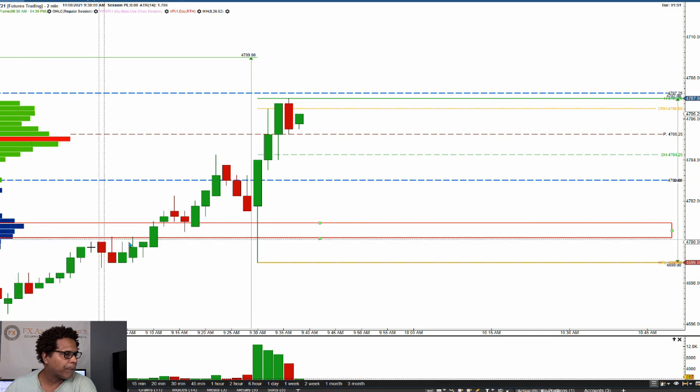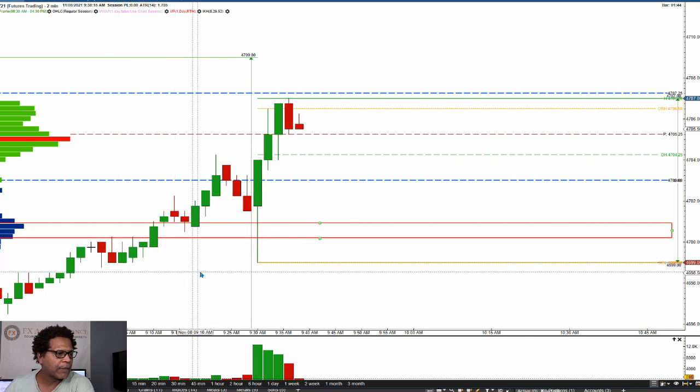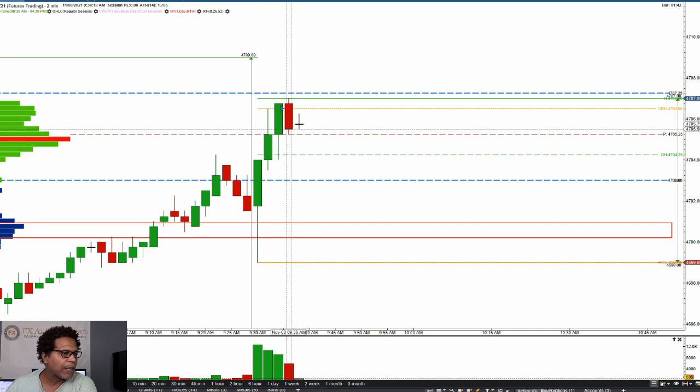So we'll be here. We got off of this top here. You got support there, resistance here. So this will be a level we'll pay attention to. This is a bearish sign right here because we have a dark cloud cover. Pretty good size too.